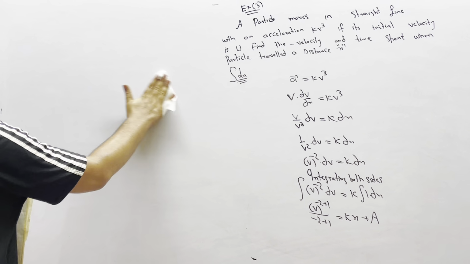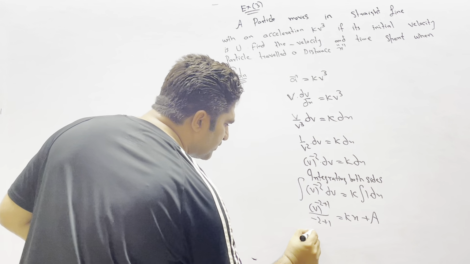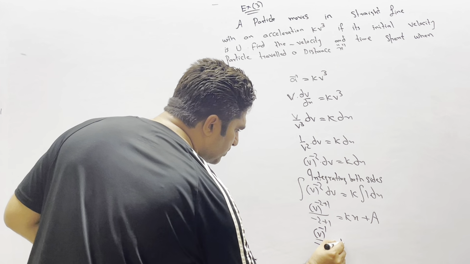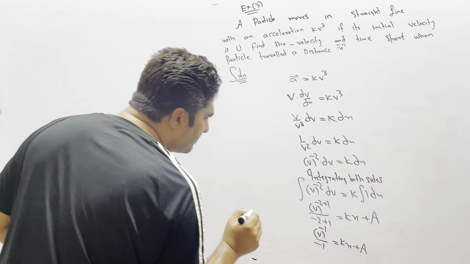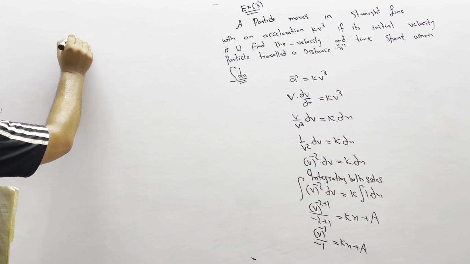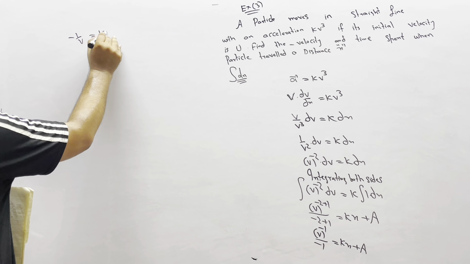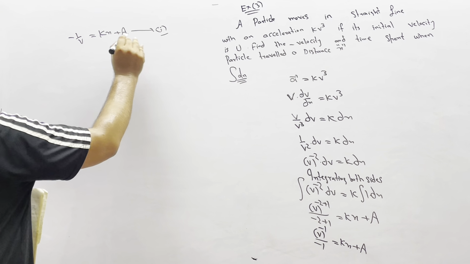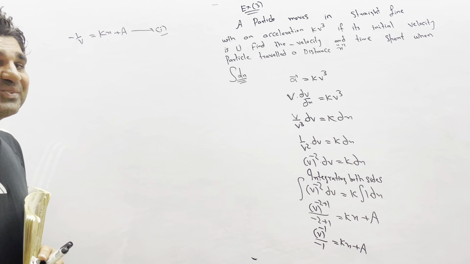Now just see here, minus 2 plus 1 is minus 1. It becomes v power minus 1 over minus 1 equal to kx plus A. This minus will come to the other side, and it becomes minus 1 over v equal to kx plus A. I call it equation number 1. Capital A is the constant of integration, and its value can be found by using the initial condition.